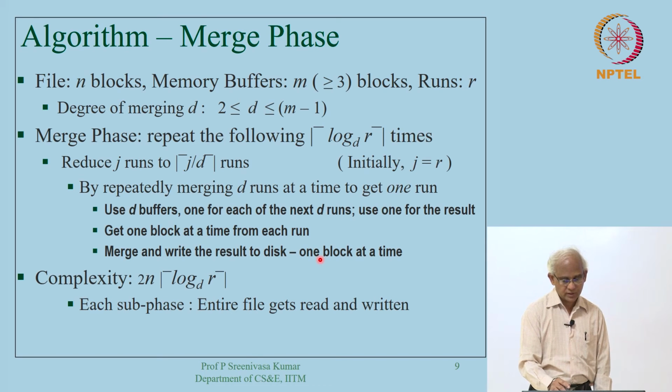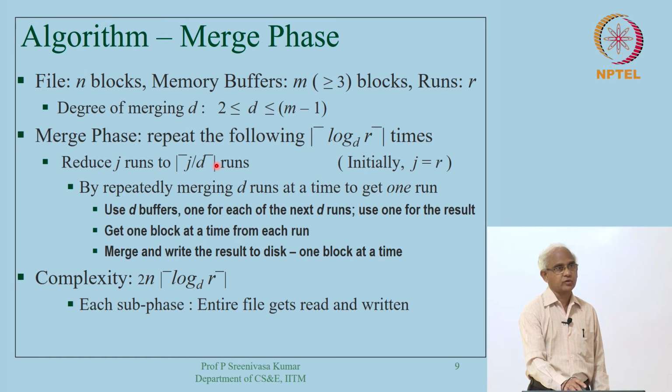So, what is the complexity of this? How many times do you have to repeat this? Reduce the j runs to j by d number of runs. How many times do you have to do it? It's log r to the base d.